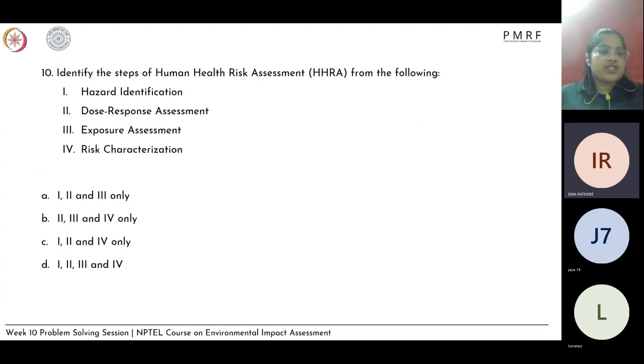So moving on to question 10, identify the steps of human health risk assessment or HHRA from the following. First is hazard identification. 2 is dose response assessment. 3 is exposure assessment. And 4 is risk characterization. We need to identify the steps for human health risk assessment.